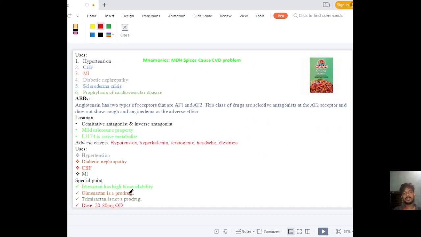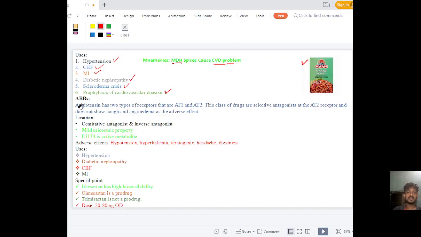If we talk about its uses, you can simply remember by the mnemonic MDH. You know that MDH masala is one of the famous brands in India. MDH spices cause cardiovascular disease problems, so you can remember by this. M for myocardial infarction, D for diabetic nephropathy, H for hypertension, S for scleroderma crisis, C for CHF, and cardiovascular prophylaxis.